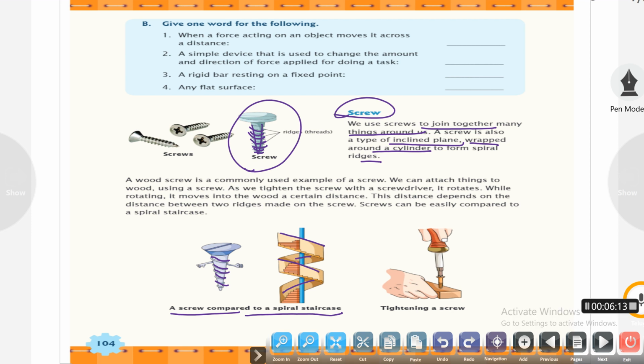We can attach things using a screw with the help of a screwdriver. It rotates. While rotating, it moves into the wood. We can see this is screw, and with the help of this screwdriver, it moves into this block. But the distance the screw moves depends on the distance between two threads made on the screw.